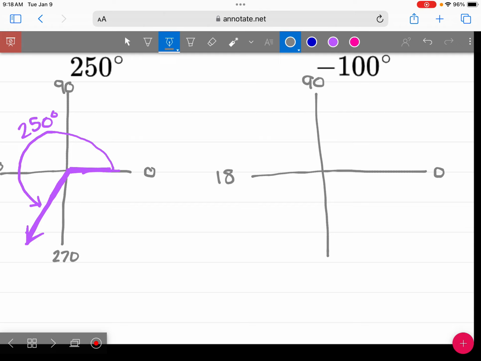90, 180, 270. But now I'm going to go down 100 degrees, because this is negative 100. So I'm still starting with my initial side on my positive x-axis. But I need to go down for 100 degrees, which is going to go just past the 90. So somewhere around here is negative 100.